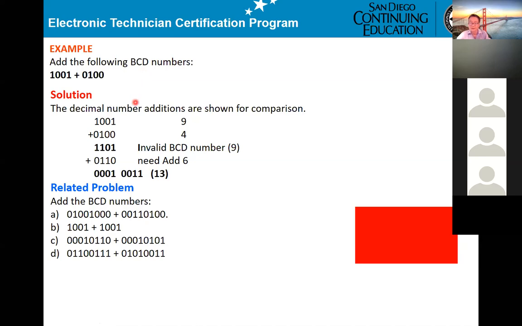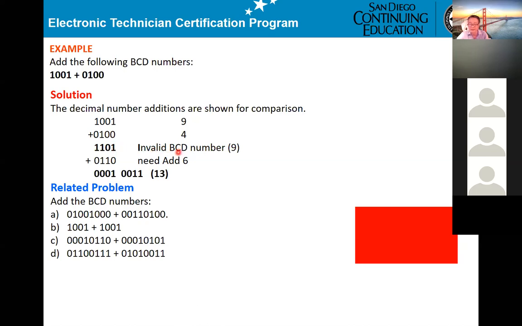Now, you see how they do. You see that? They say number 9 adding 4, you're supposed to get 13. 1 adding to 0, you get 1. 0 adding to 0, you get 0. 1 adding to 0, you get 1. And 1 adding 0, you get 1. Now, this number here, 1101, we say invalid.